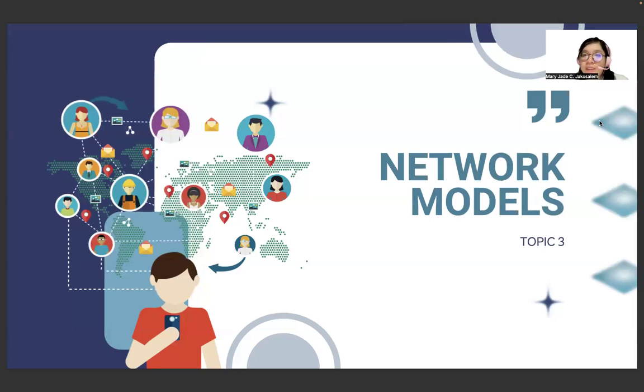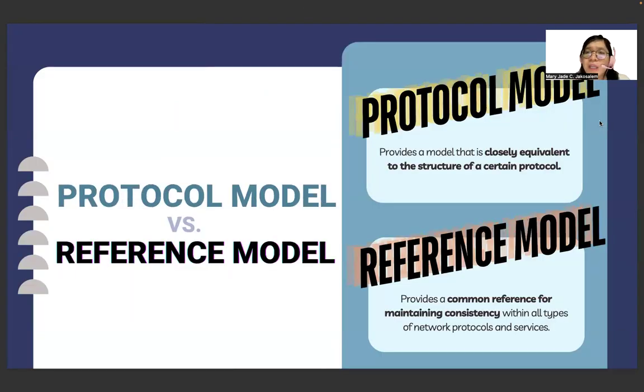And of course, for our last topic, network models. First, let us determine the difference between a protocol model and a reference model. A protocol model, from the name itself, is quite obvious. It provides a model that is closely equivalent to the structure of a certain protocol. So this type of model depends on a protocol. For example, HTTP, or TCP. This protocol model is modeled from a certain protocol.